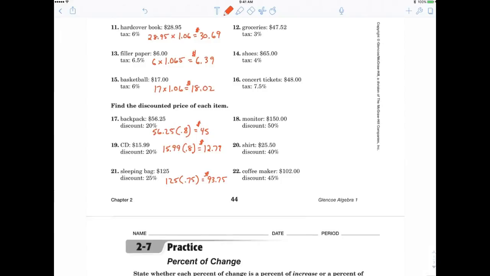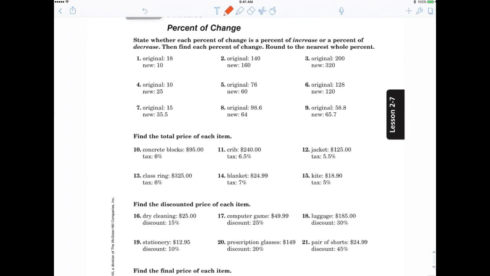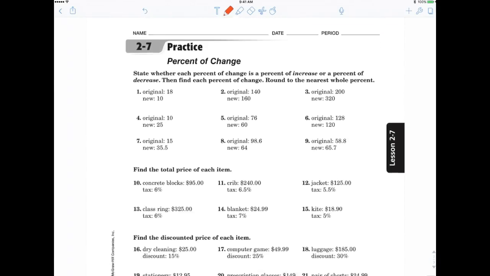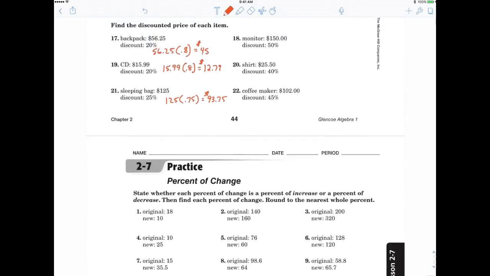So I'm agreeing with you guys. This is simple, simple. So now we're going to go ahead and take a look at the next page. Oh, 92? You know, it's 93.